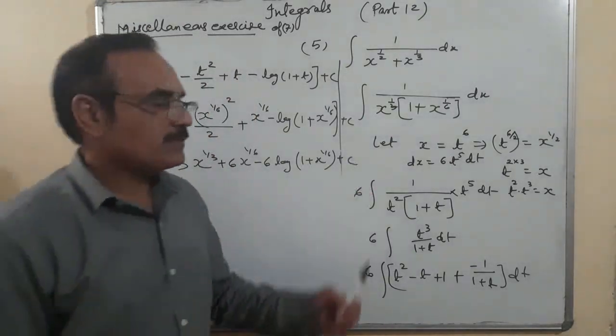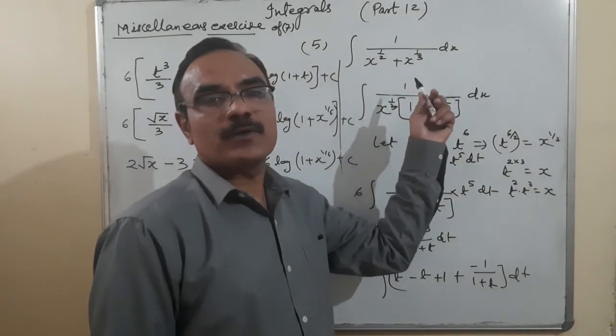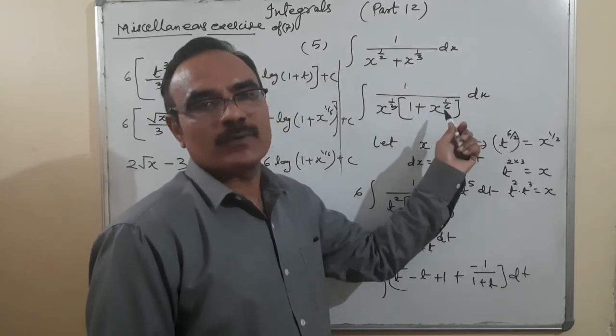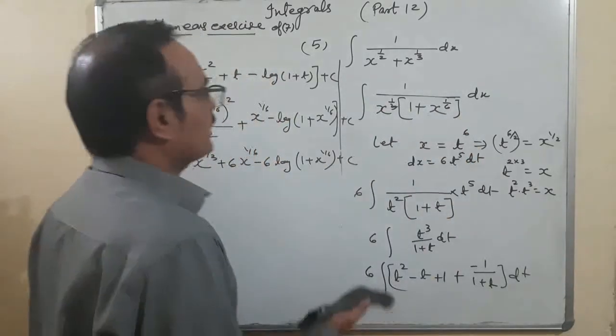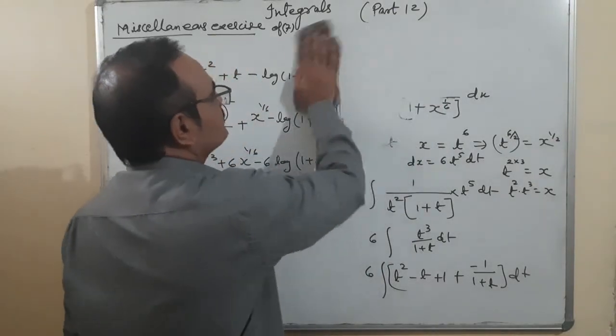Which is a very specific way you will remember, that what should be done here, x to the power 1 by 3 will be common. If you are taking x to the power 1 by 2 common, this term is not creating 1 by 6. Okay, so we have to take x to the power 1 by 3 common for this question. Okay.